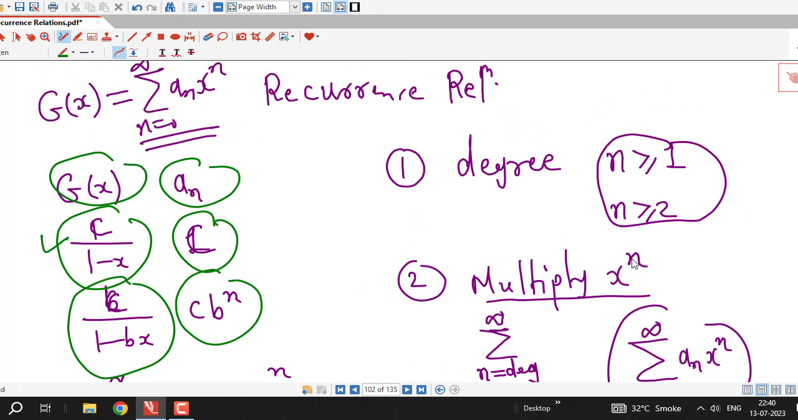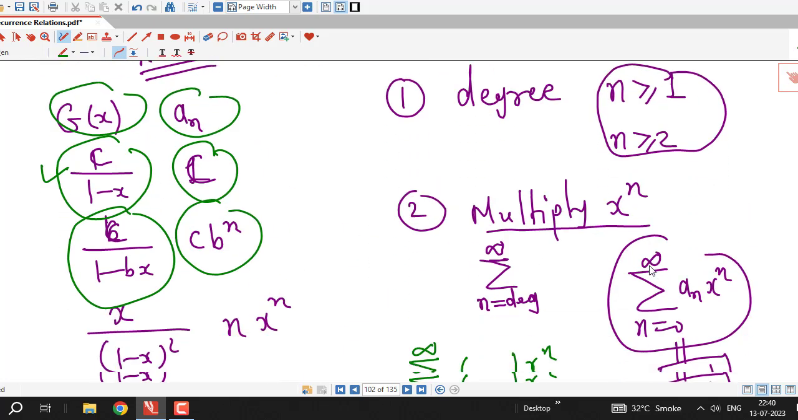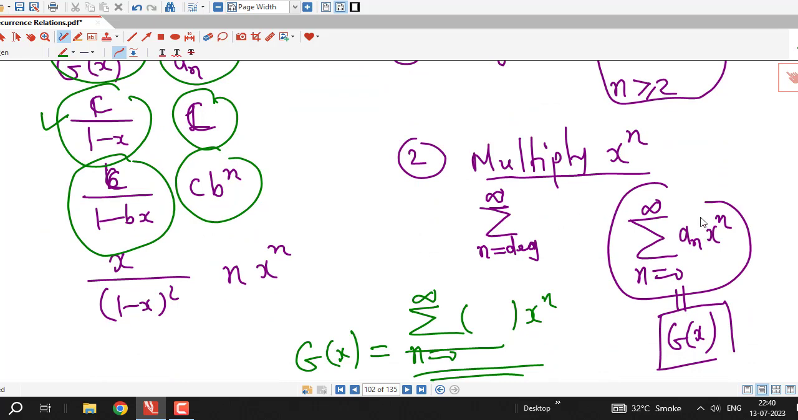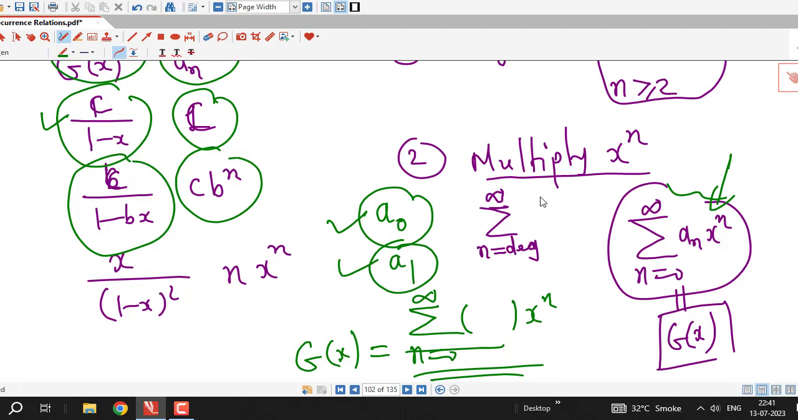And whenever you are writing all those summations in this form, you have to use initial conditions also. If your recurrence relation is of first degree, you will be given one initial condition. If it is of second degree, you will be given two initial conditions. So you have to use those initial conditions once you convert your summations in this form of G(x).